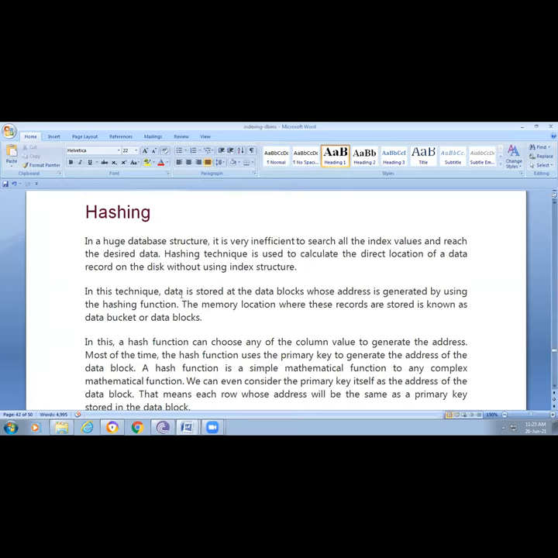In a huge database structure, it is very inefficient to search all the index values and reach the desired data. That means when we consider a large amount of data, indexes are not efficient for retrieving the data. In that situation, we rely on the hashing technique. The hashing technique is used to calculate the direct location of the data record on the disk without using the index structure. So without using the index structure, we are able to find the direct location of the data. That is possible using the hashing technique. I hope all of the members are clear on this.